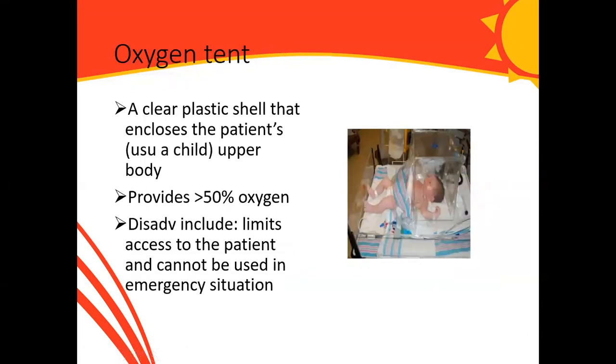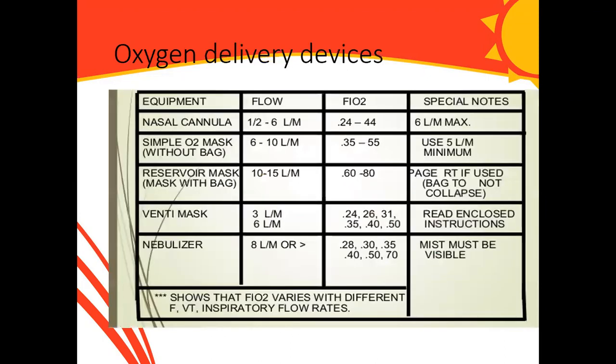The oxygen tank provides you more than 50% oxygen, that is usually used for neonates that require oxygen. It is a clear plastic shell that encloses the patient's upper body. The disadvantage is that it limits access to the patient, and you cannot use it during an emergency, especially one that requires concurrent resuscitation with oxygen administration.